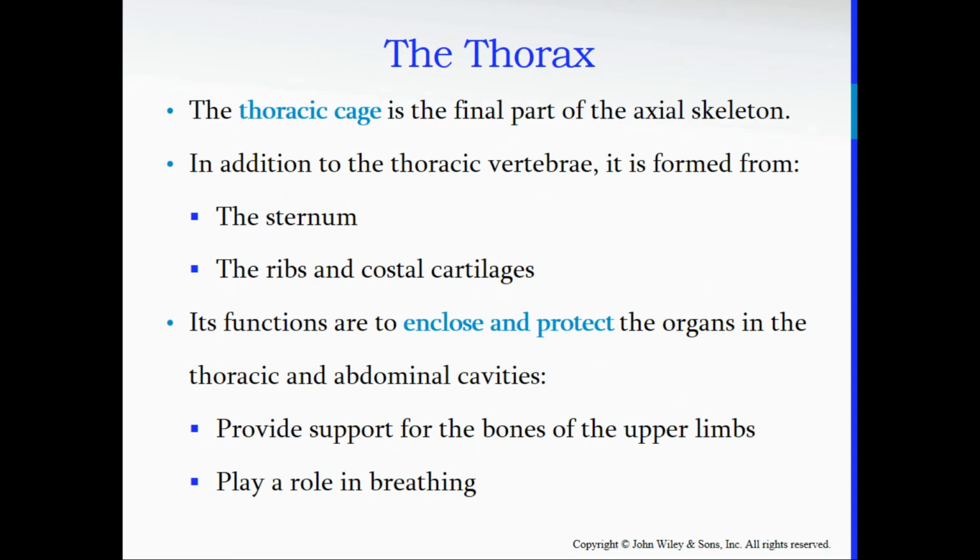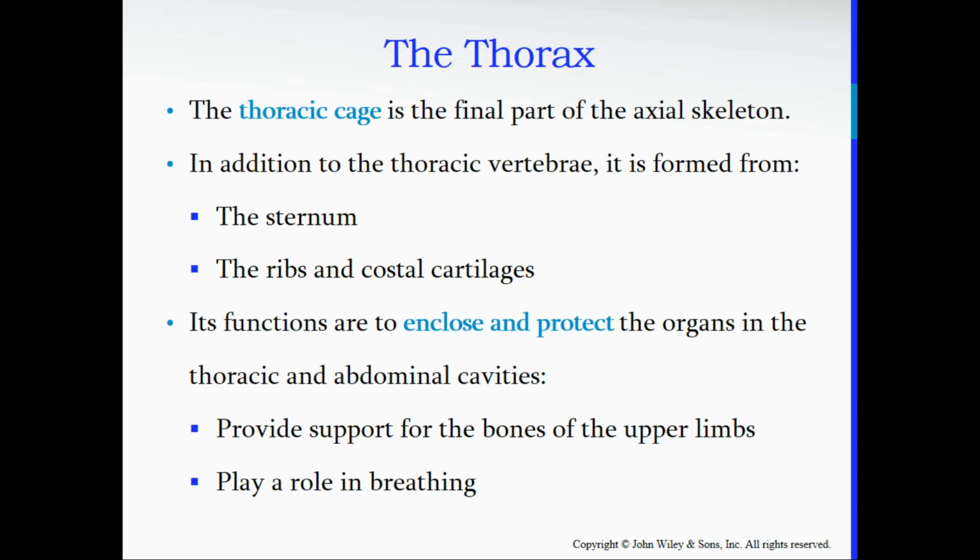Let's move to your thorax. The thoracic cage is the final part of the axial skeleton. In addition to the thoracic vertebrae, it is formed from the sternum and the ribs and the cartilage that attaches the ribs to the sternum, called the costal cartilage. Please do not say coastal. Coast is C-O-A-S-T. This is C-O-S-T, cost. So how much does it cost? Well, this is costal cartilage.